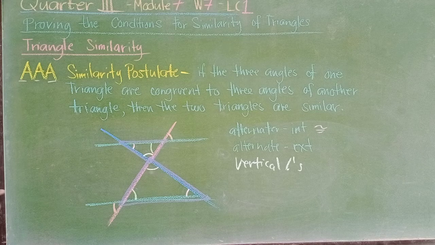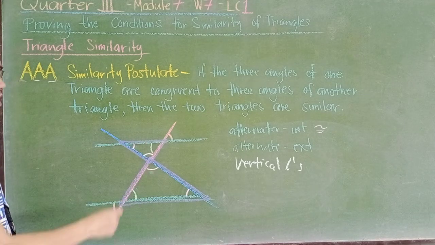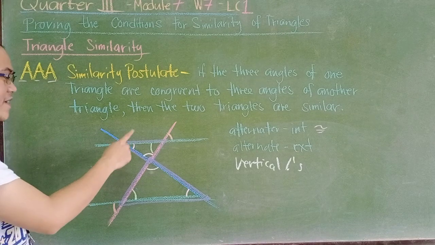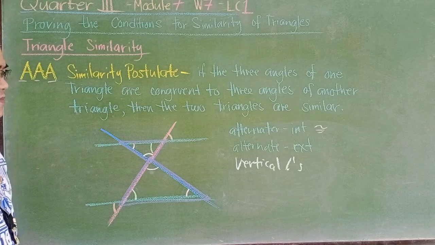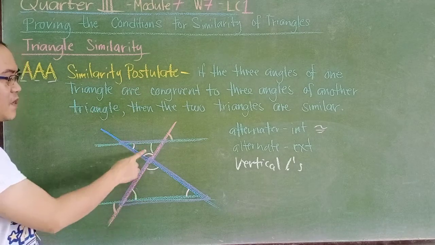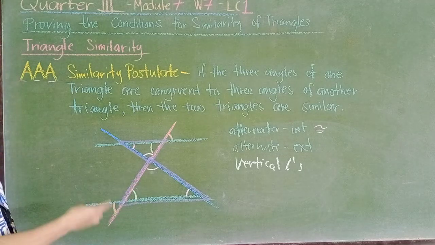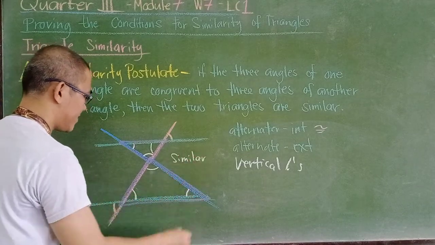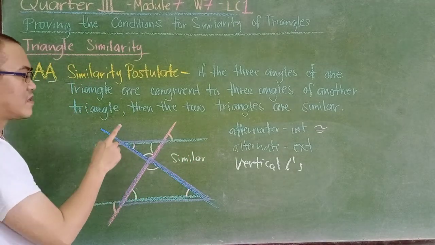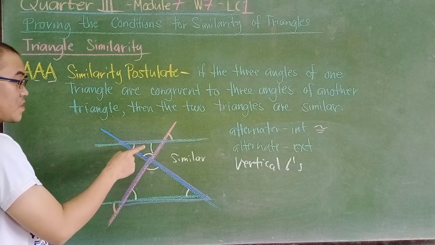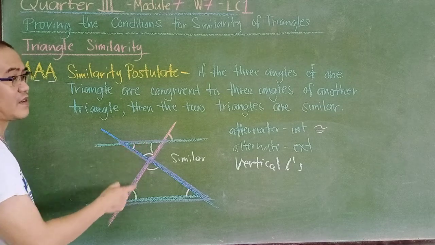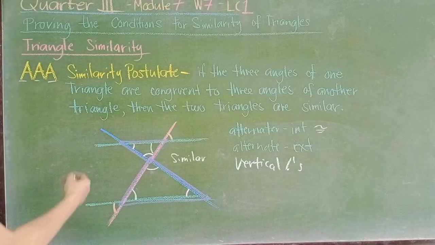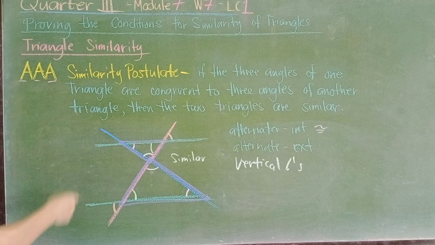Na kung titignan mo, meron kang dalawang triangle na yung mga corresponding angles nila parehas ng sukat. So ito yung tinatawag natin na AAA similarity postulate. Kapag meron kang dalawang triangle na congruent yung mga corresponding angles nila, ibig sabihin, similar sila. Hindi sila congruent, iba yung congruent. Pag sinabing similar, congruent yung mga corresponding angle nila, pero yung mga sides nila, proportional lang. So, yan yung first proof ng AAA similarity postulate.